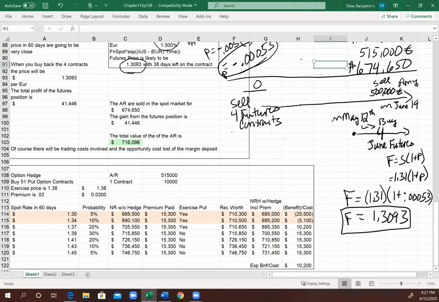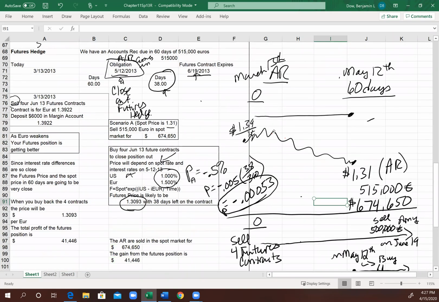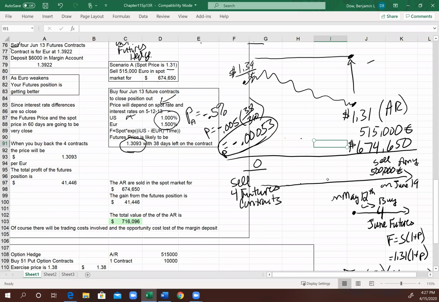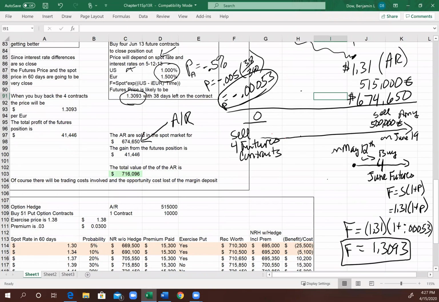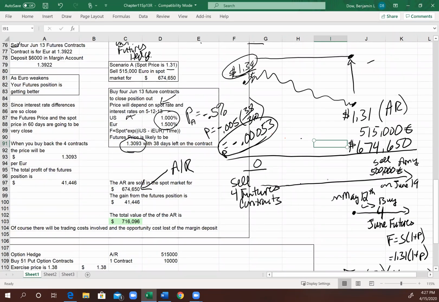Okay. So what we noticed with this futures hedge is that if the spot price declines, that's when our hedge is going to bring us back up to where we started. Because notice, our accounts receivables were only worth $674,650. But let's look at what happened from our futures trade. Remember, we agreed to sell 500,000 euros to Amy on June 19th. And that was back when the spot price on the euro was $1.39. So a fair price with Amy would be to sell these to Amy at $1.3922.